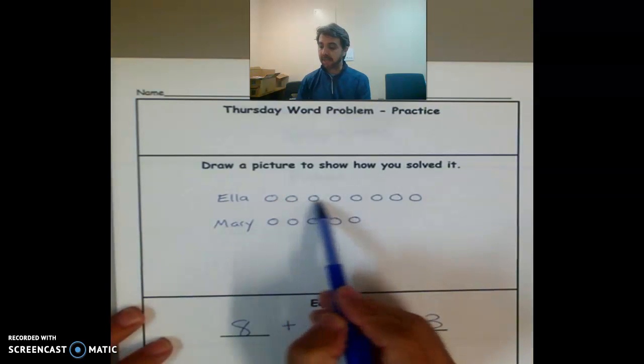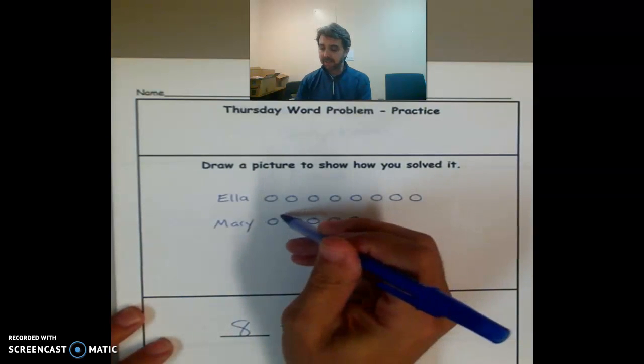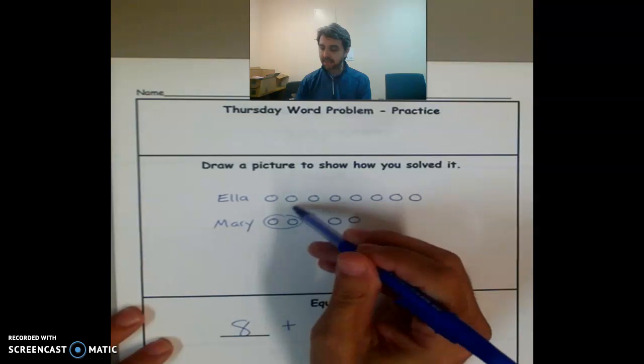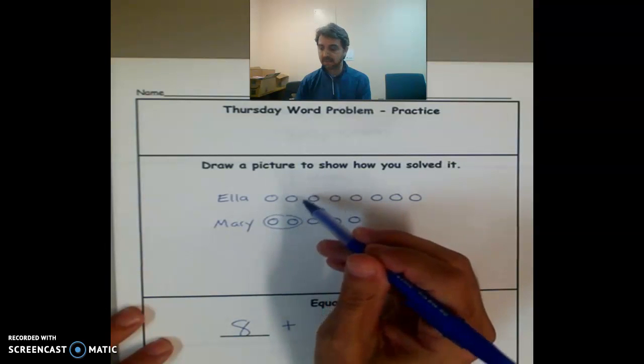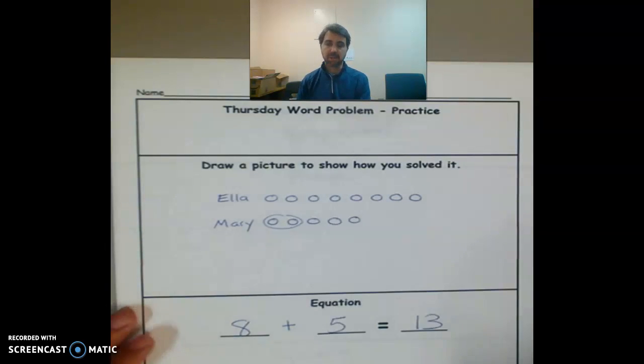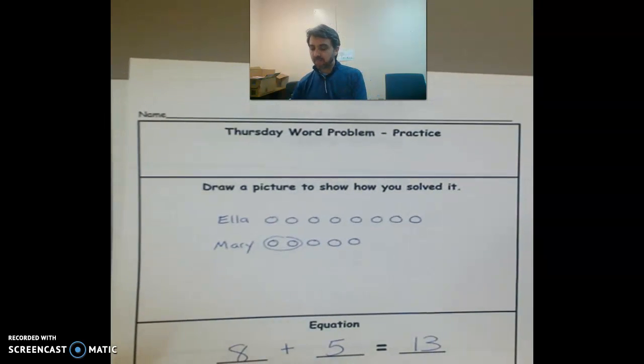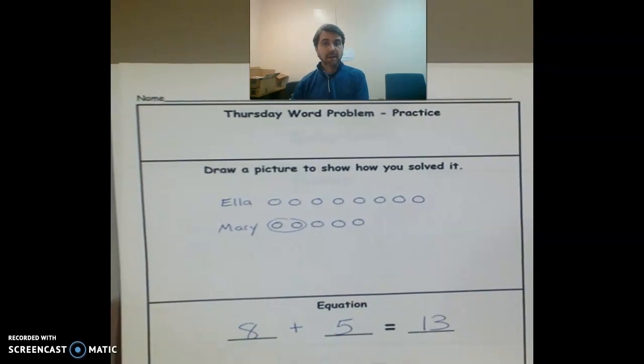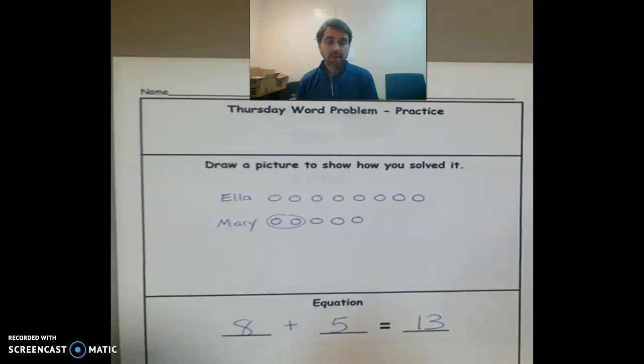So I know that there's 8 here. If I take these 2 and add it to the 8, that's 10 plus 3 more is 13. So that's how I would think of it. All right, I hope you had fun with this today. Okay, you can do this anytime you want. You could do it with one of your siblings or your parents. You could say, hey, here's a word problem. Can you solve it? Or give them a picture. Draw a picture and see if you can come up with a word problem that goes with it.